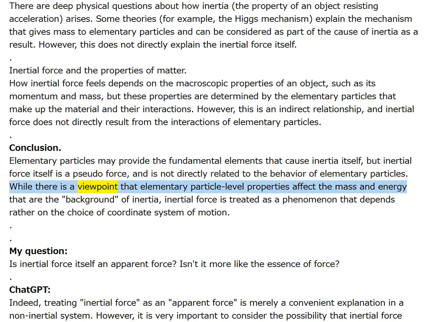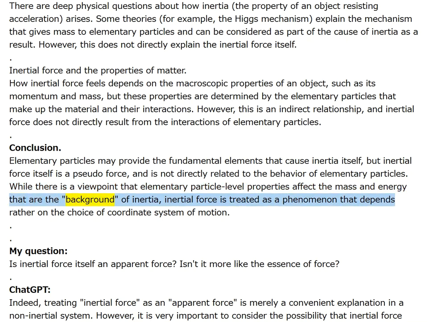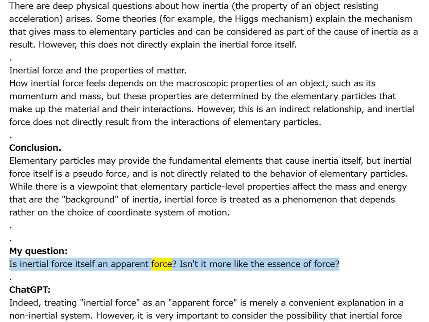While there is a viewpoint that elementary particle-level properties affect the mass and energy that are the background of inertia, inertial force is treated as a phenomenon that depends rather on the choice of coordinate system of motion. My question: is inertial force itself an apparent force? Isn't it more like the essence of force?